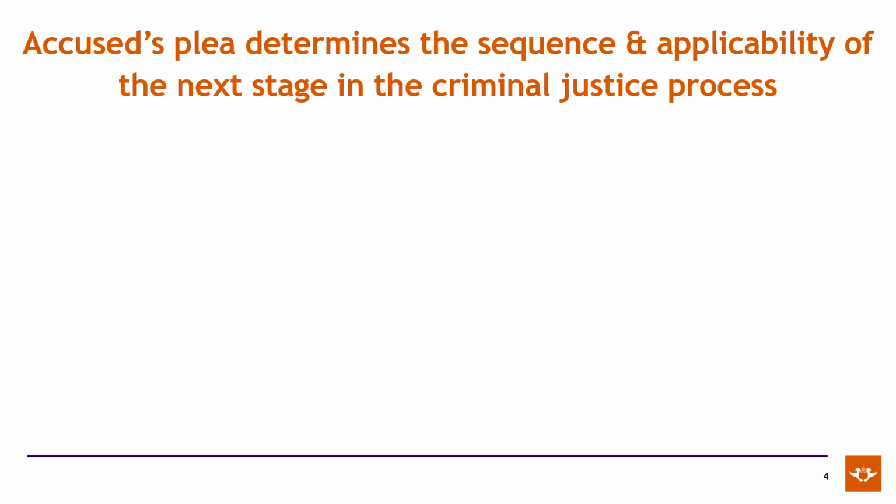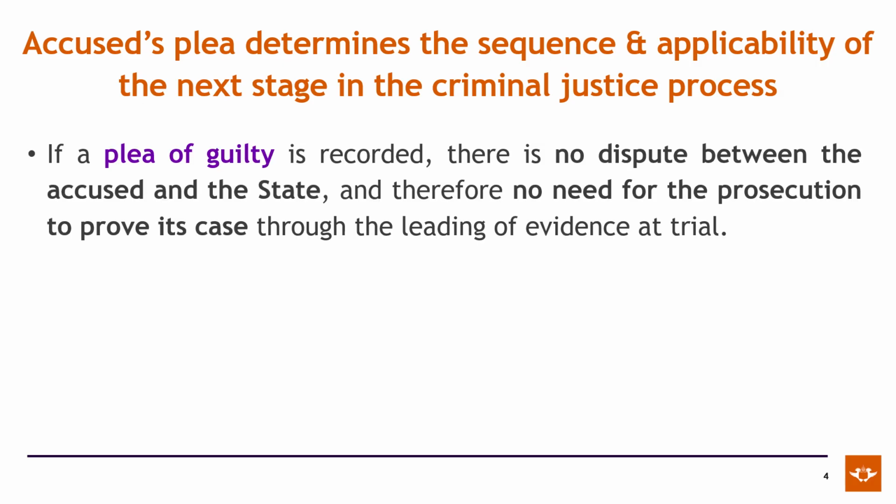Before we start with the criminal trial itself, I want to take you a step back and remind you that the accused's plea determines the sequence and the applicability of the next stage in the criminal justice system. And why that is important is because the criminal trial is not always necessary. If an accused pleads guilty and that plea is recorded by the court, there is no dispute between the accused and the state. And for this reason, there is no need for the prosecution to prove its case, to prove its allegation by the process of leading evidence at the criminal trial itself.